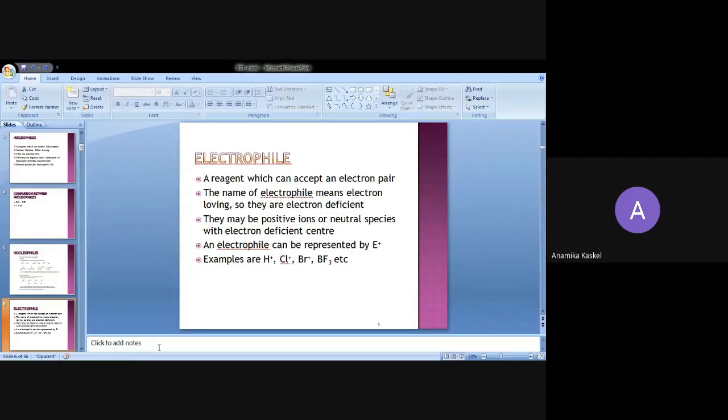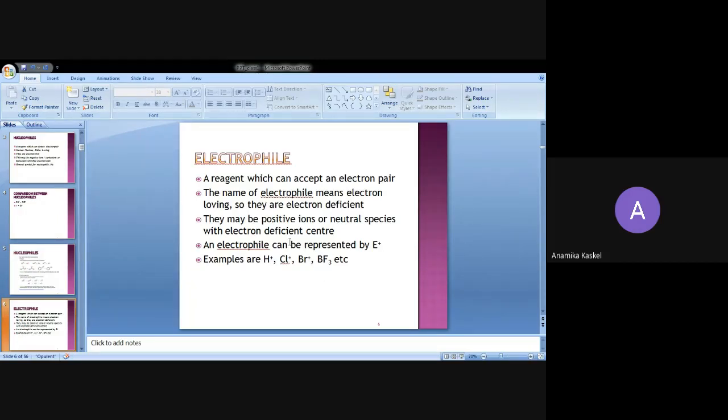It has no positive charge, but its octet is not fulfilled. How many electrons are there in BF3? 6 electrons are there: 3 electrons in each BF bond, 3 into 2, that means 6 electrons. Its octet is not fulfilled, so we can consider that it is an electron deficient species.